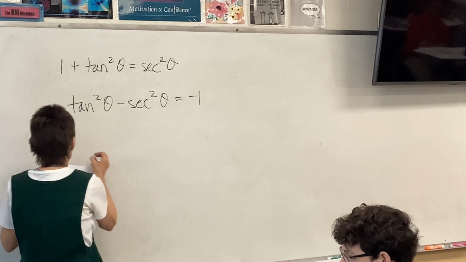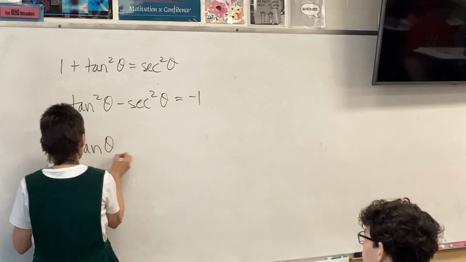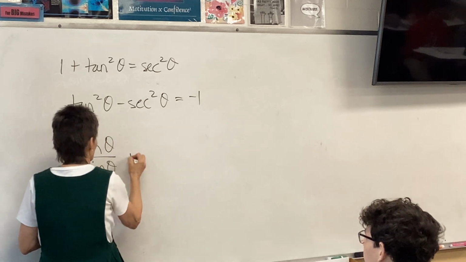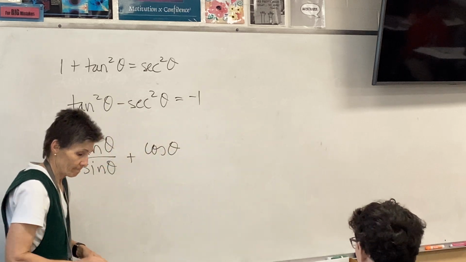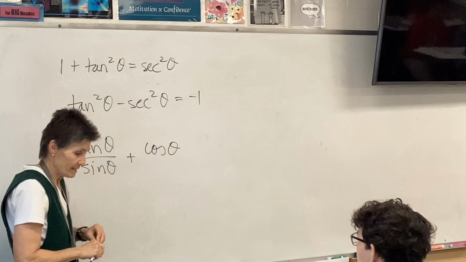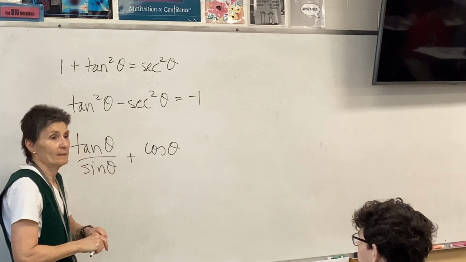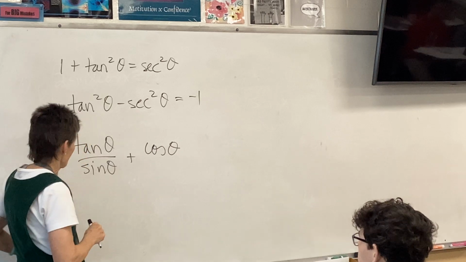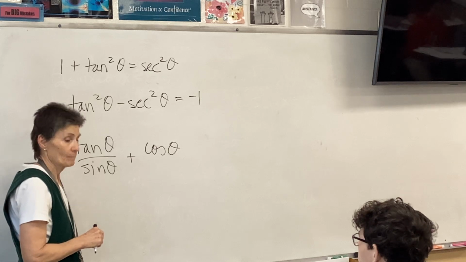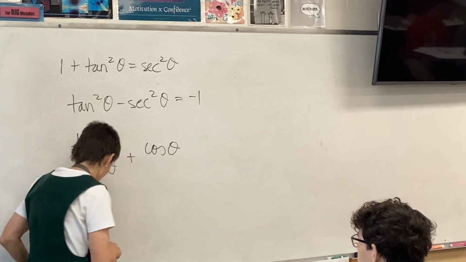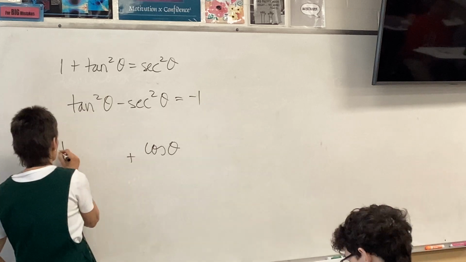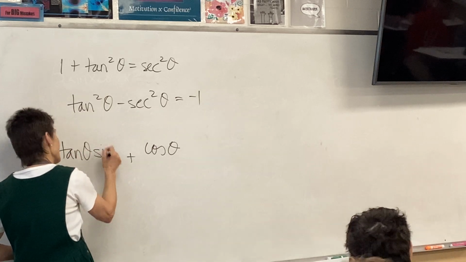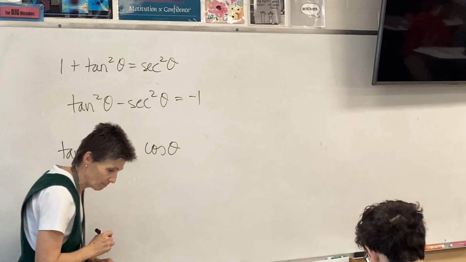All right, what about number 2? Tangent times sine plus cosine. Any idea how we might start that one, Alex? Isn't it tangent times sine? Oh, it is tangent times sine. Thank you, that makes a little bit of a difference. Tangent times sine. All right, any idea how we might start the problem now?